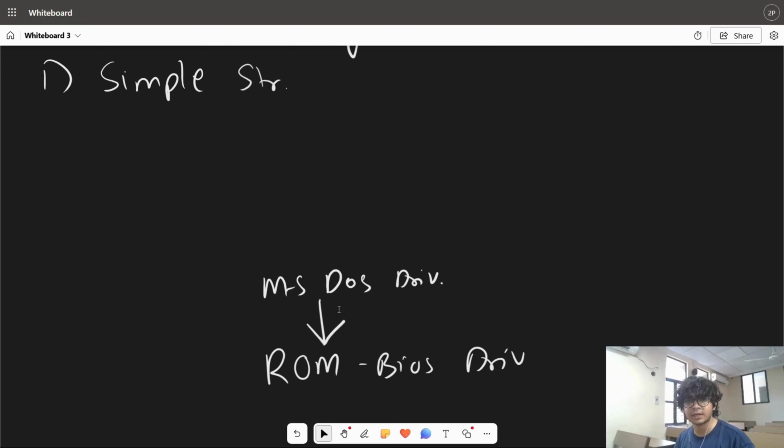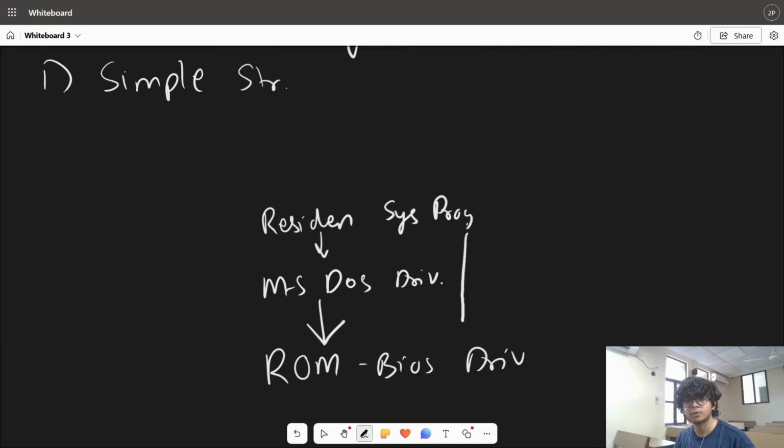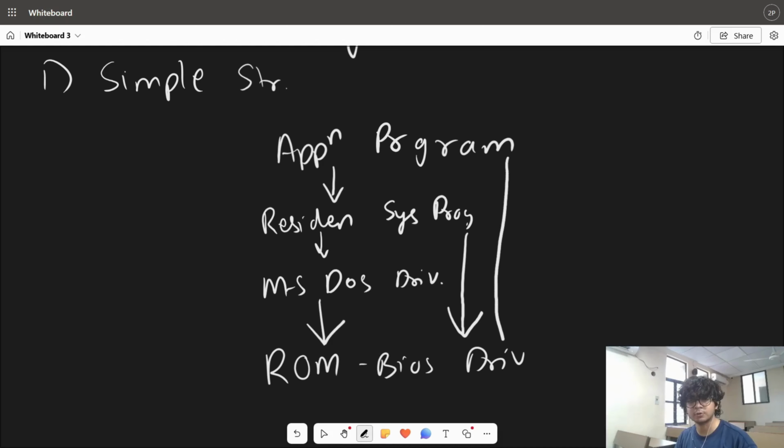And above MS DOS drivers, there would be system programs or resident system programs. Now these resident system programs would be connected to MS DOS drivers, as well as these would be connected to ROM BIOS drivers. I hope it's clear. And above that there would be application program. Now as you might guess, what am I writing? Yeah, it would be connected to resident system program, and it would be connected to ROM BIOS drivers as well. So this is how simple structure would look.